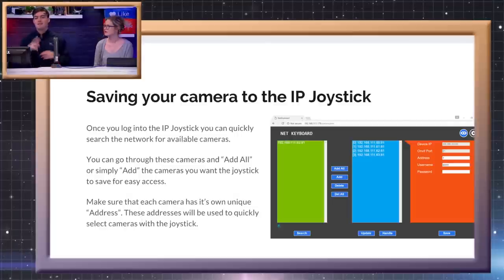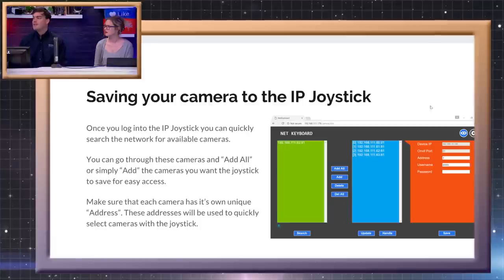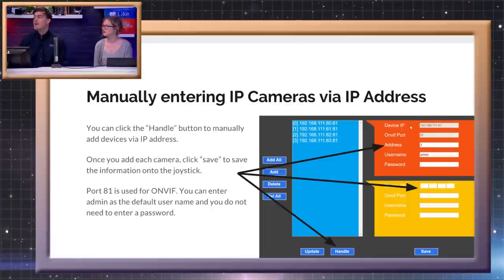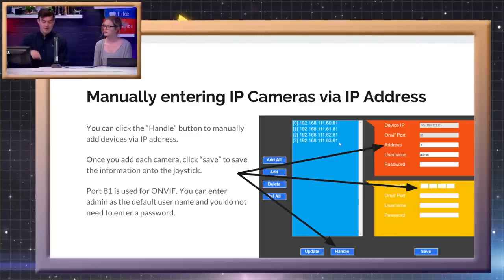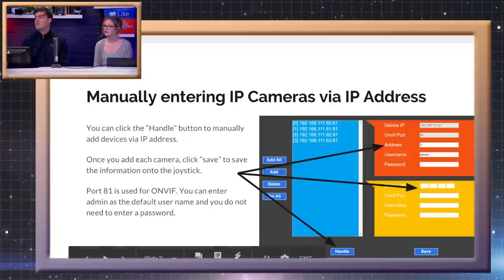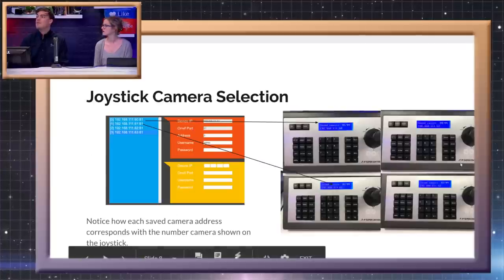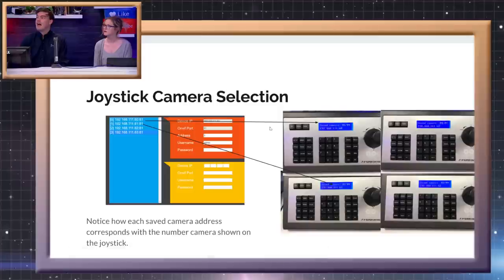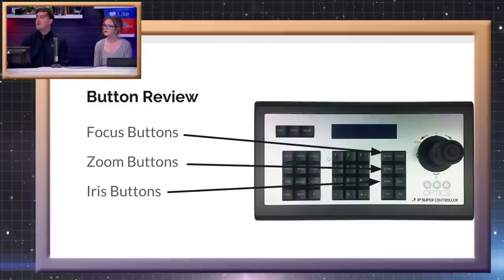If they're not showing up because of some conflicting thing on your network, you can click the handle button and automatically update them, or add them manually right here by typing the IP address, the ONVIF port, which is going to be 81, and then the camera address is really important. You can see here that we have address 0, 1, 2, and 3. That is the quick buttons where we can switch cameras. So those are the camera numbers that are assigned. You can see here that we've got four cameras assigned, and each camera, once it's saved, will show up there, and we'll show that live in a minute here.